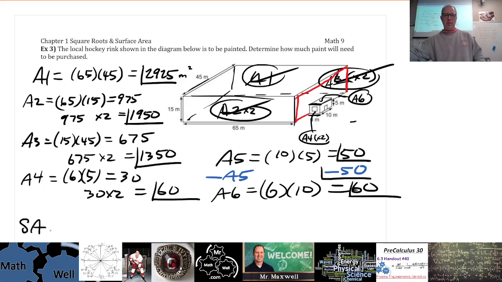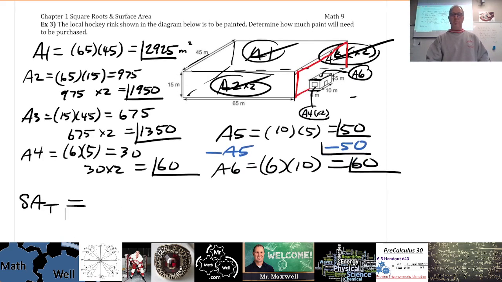So surface area total, or the amount of paint we're going to have to cover, the amount of area we're going to have to cover with paint, is going to be, let's add it all up here together. So 2975, nope, that's 25, plus 1950, plus 1350, plus 60, plus 50, minus 50, plus 60. Okay, did I mention everything?